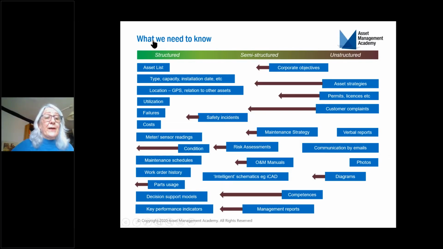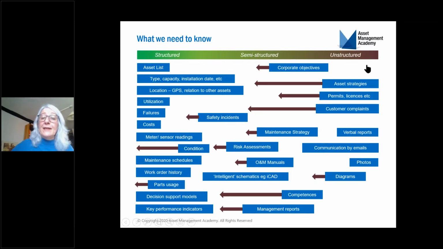These ones on the left-hand side are very often fairly sensibly collected and stored data in databases, like what is our list of assets and what type of asset, capacity, install date, where it is. All of these is basic data about all our assets and how we use them, how often they fail, what they cost, inspections. All of these things can be data.